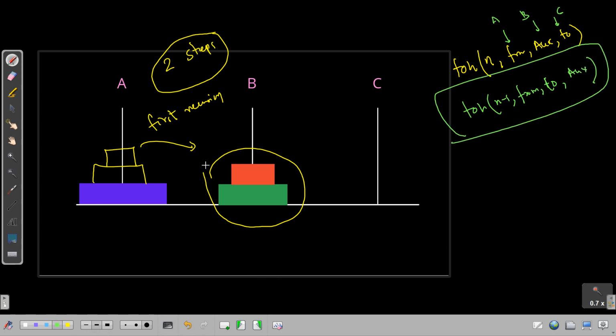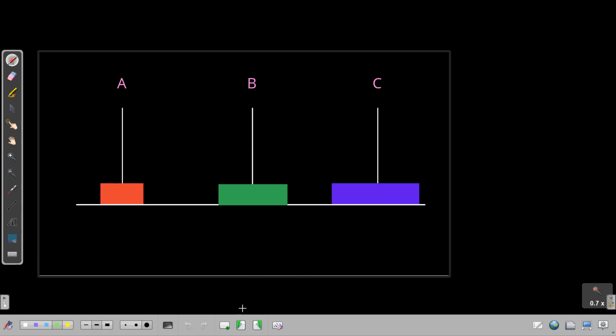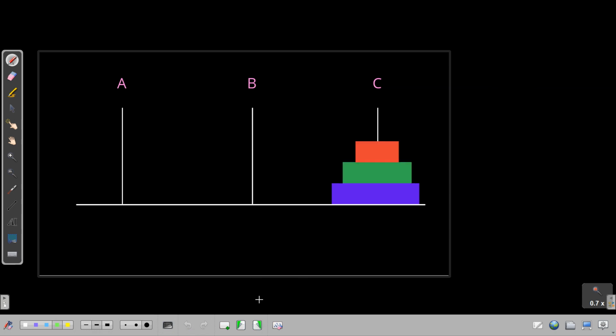What we have to do is move these n minus 1 blocks from the from position to the auxiliary position. Next, we have to move this from this position to this position. So for that purpose, we will write a line before our next recursion call. And this is our first step, this is our second step, this is our third step. So we are moving these two from this position to this position.